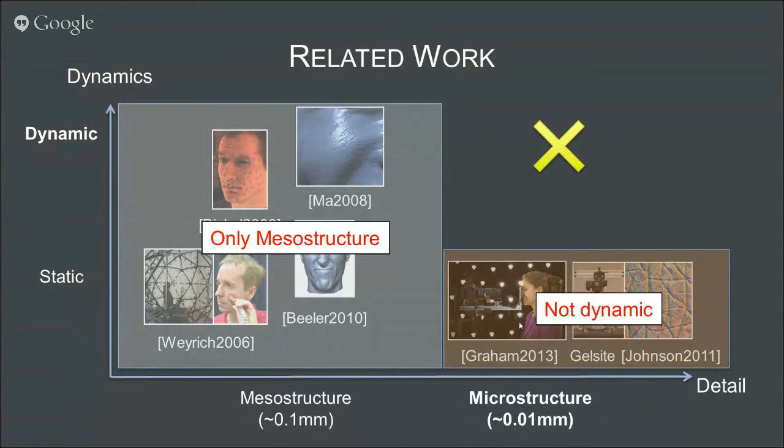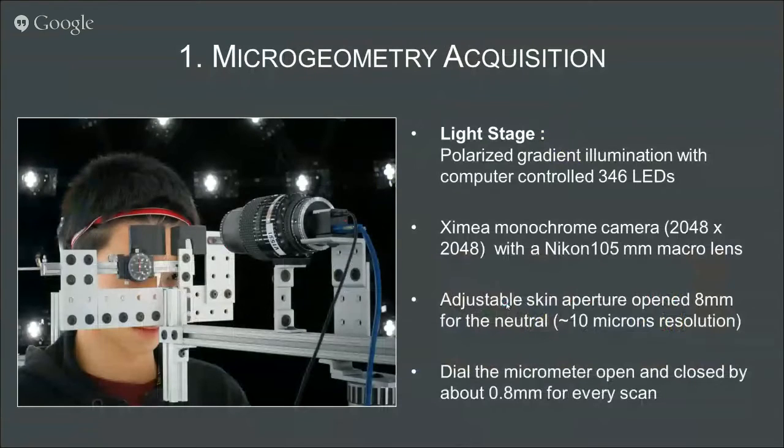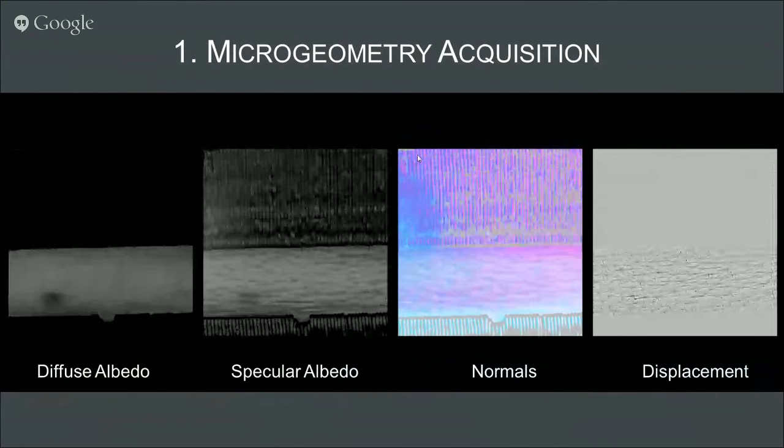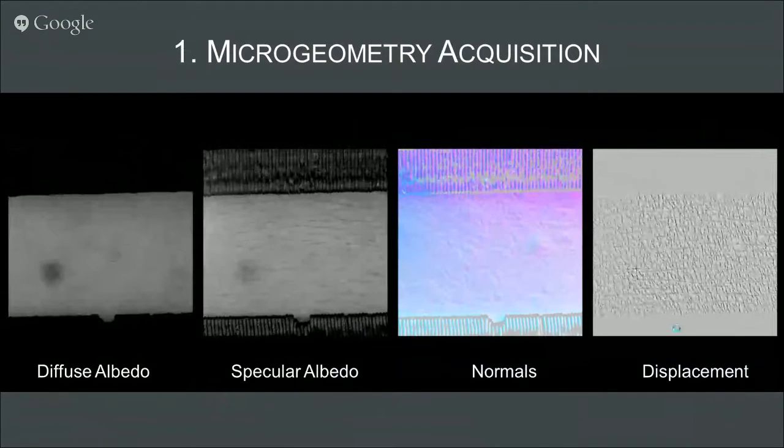Okay, so we basically take the basic setup from the Graham 2013 work, and we extended the setup so that we can capture the deformation of the skin patch. We share the light stage and the macro photography, and we have an opening skin aperture. This is made by 3D printing, and we attach the skin firmly to the aperture using double stick tape. Actually, this is how the medical literature people did it, and it works great. Every time we do a scan, we dial in a micrometer to open and close about 0.8 millimeter. After the scanning, we get the sequence of the reflectance, albedos, and geometry. And the most interesting data is the displacement.